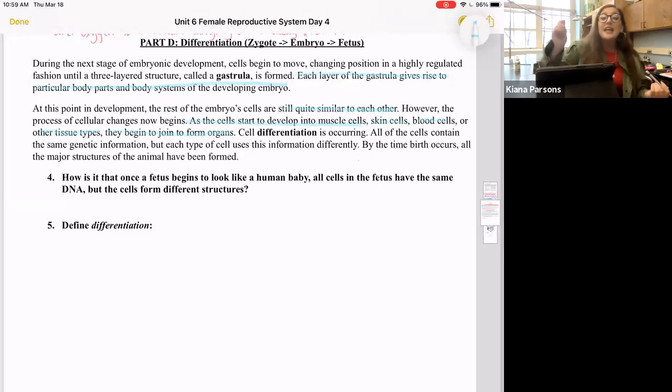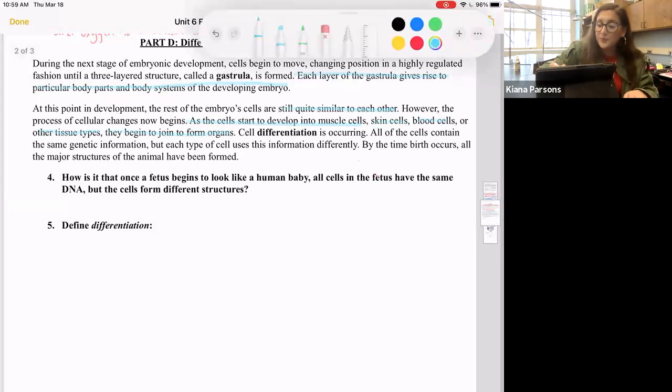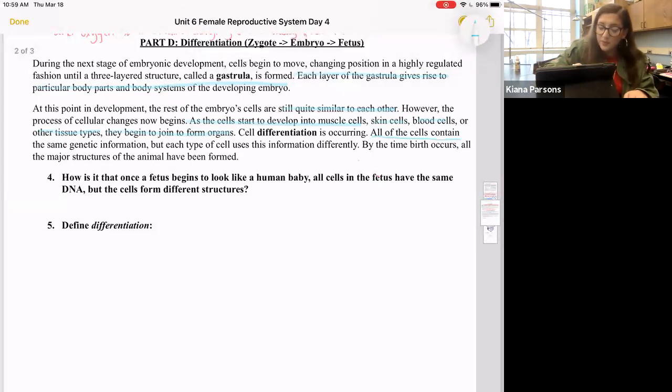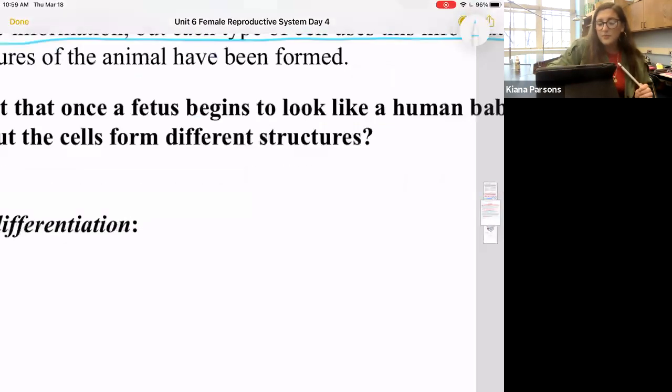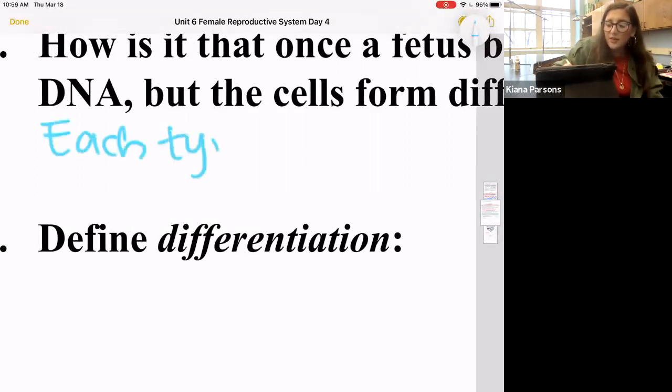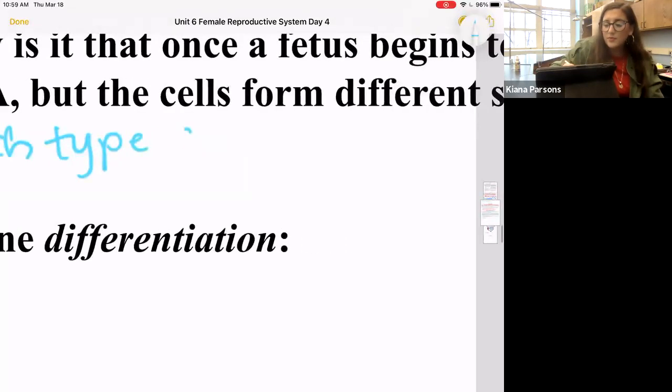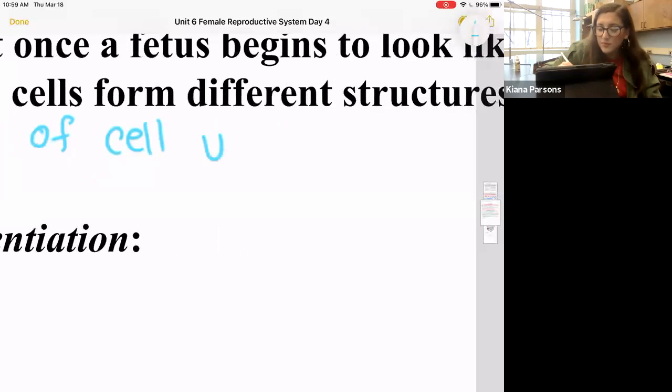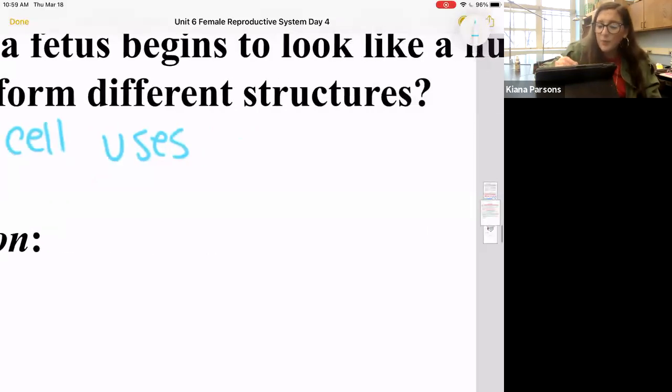So we can see that all of the cells contain the same genetic information, but each type of cell uses this information differently. So each type of cell uses this information differently. So very early on in development.